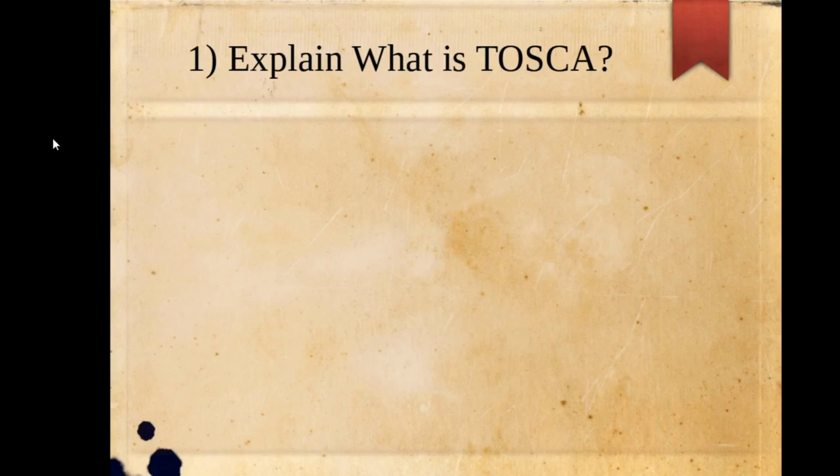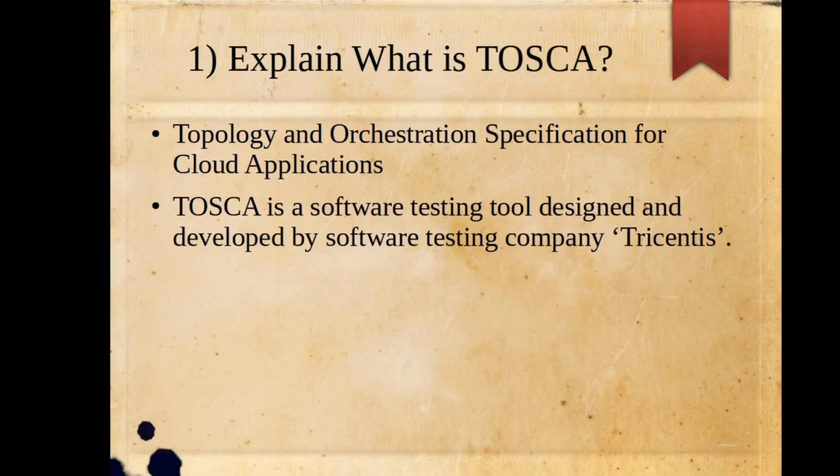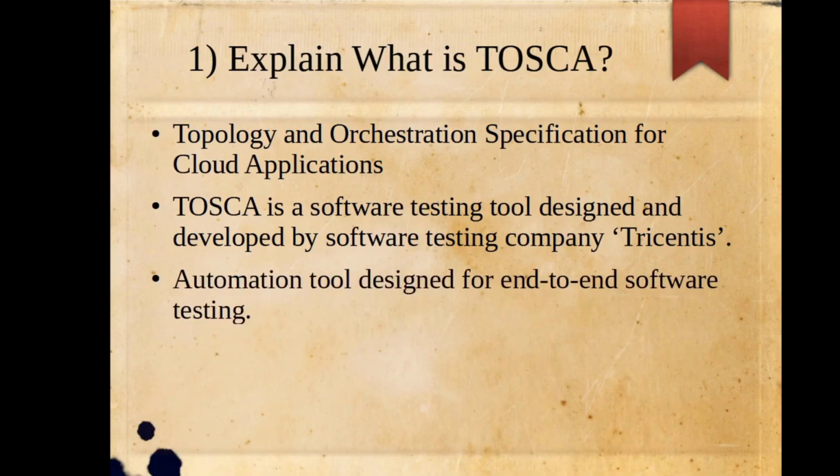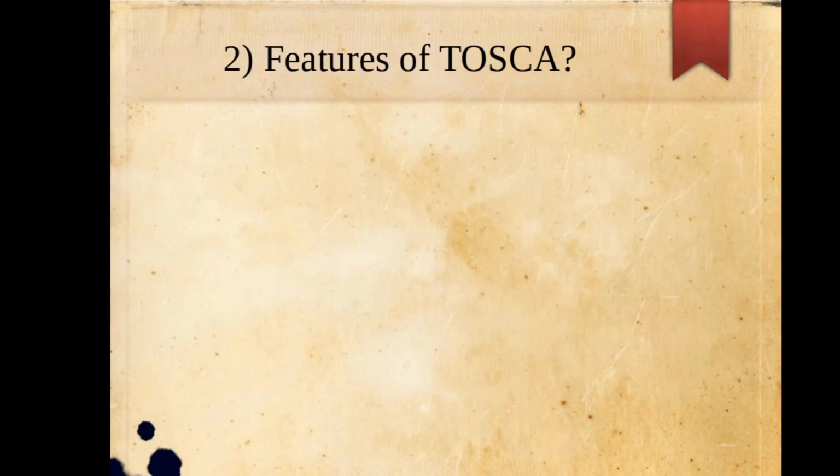First question is, what is Tosca? So Tosca stands for Topology and Orchestration Specification for Cloud Applications. It is designed by the company called Tricentis. It's a software testing tool. It's an automation tool which is designed for end-to-end software testing. The language on which Tosca is built is C#, but it includes some elements of VB6 and Java as well.